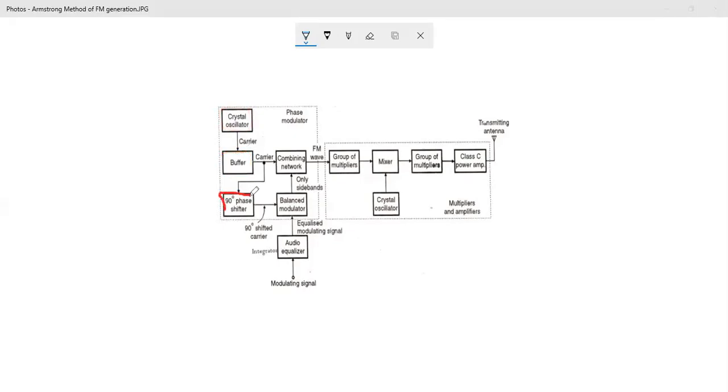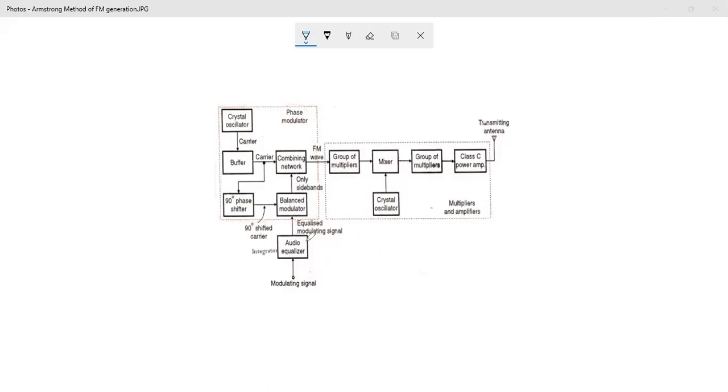Then there is a 90-degree phase shifter. Then there is a combining network, or in some books it is represented as sigma. Then there is a balance modulator. Here we have an audio equalizer, or you can also write it as the input signal; the modulating signal is applied here. This block, which is given separately, is the phase modulator.